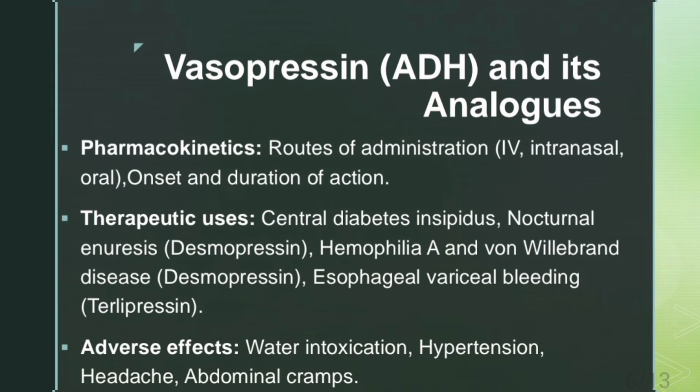Then therapeutic uses. Central diabetes insipidus, and nocturnal enuresis, in that desmopressin is used. Nocturnal enuresis is bedwetting. Then hemophilia A and von Willebrand disease, in that desmopressin is used. Von Willebrand disease means an inherited blood disorder that prevents the blood from clotting properly. Then esophageal variceal bleeding, in that terlipressin is used. There are some adverse effects also, which include water intoxication, hypertension, headache and abdominal cramps.